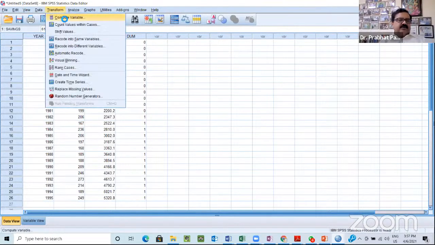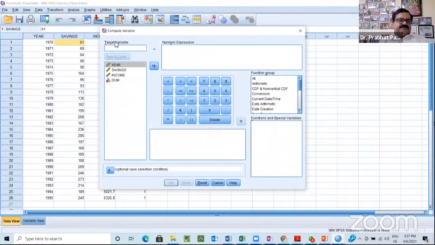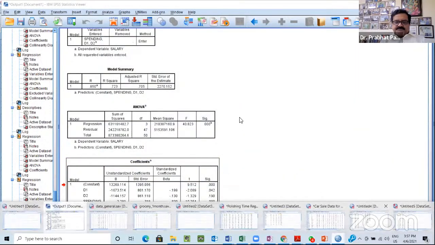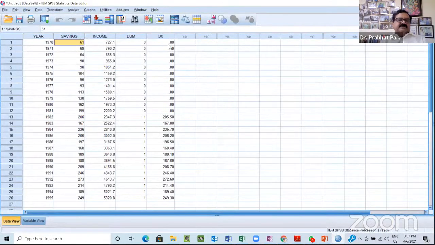So we go to transform, compute variable, and then we say, okay, you give us DX, dummy into variable, and the argument is that you multiply savings with the dummy. So this is how the interactive dummy has been created. So now you have the DX in front of you. So this is the interactive dummy.